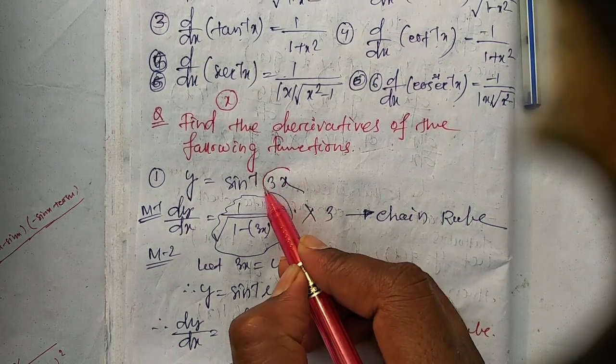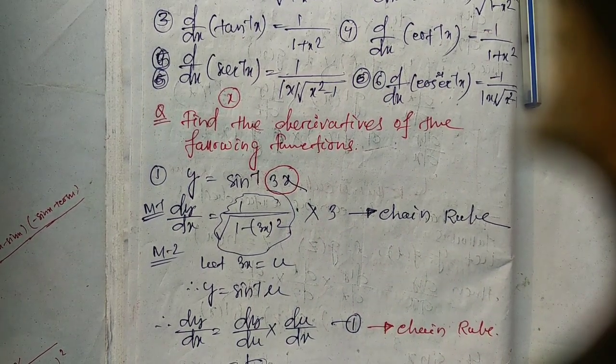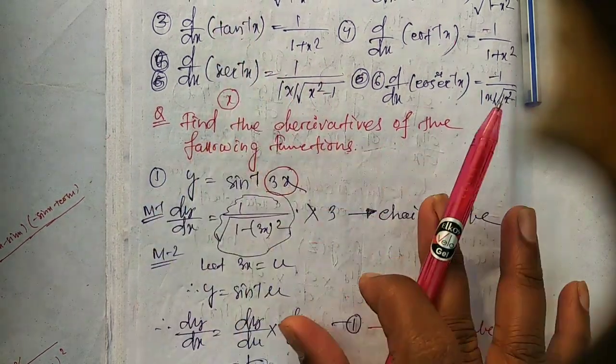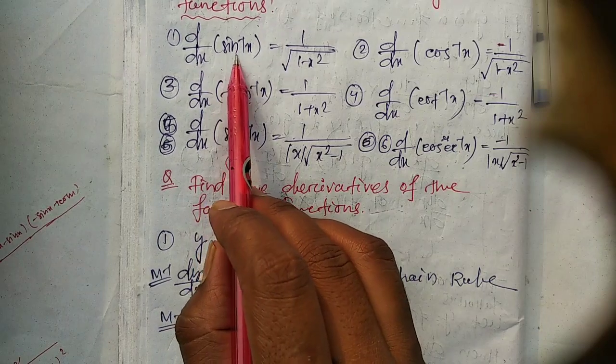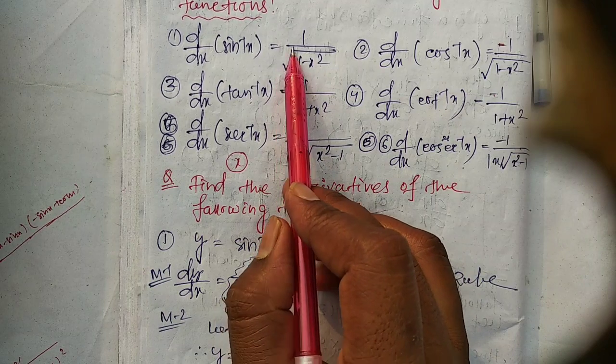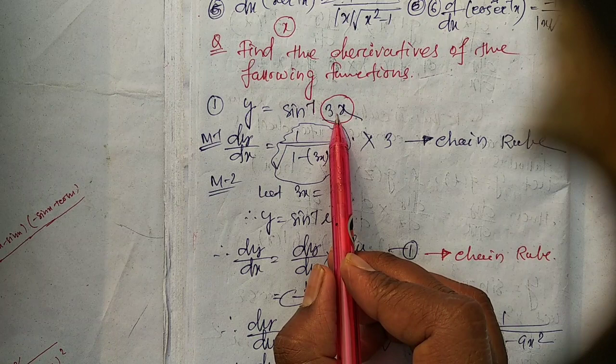But here there is 3x, so that means it is not a direct function of x. So first of all, we have to apply the chain rule. That means we have to differentiate with respect to 3x first, and again differentiate 3x with respect to x. Our formula is: the derivative of sine inverse x is equal to 1 by root over 1 minus x square. Accordingly, here 3x is there.